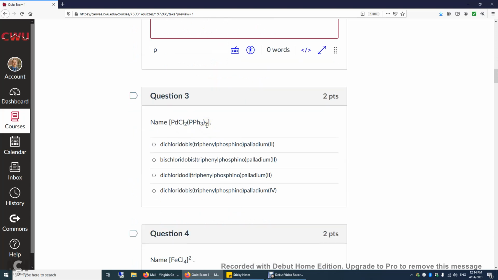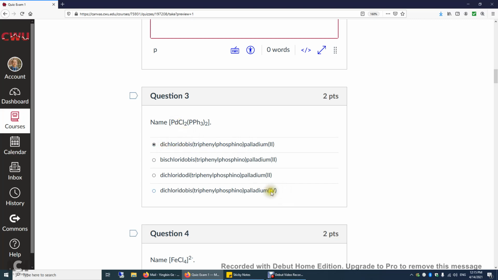Name this compound. First, let's look at the ligands. We have 2 chloride ligands. We have 2 triphenylphosphine ligands. And then alphabetical order, well, let's look at this one. Dichloride, bis, triphenylphosphine, all correct. Palladium with an oxidation number of 2. I think this is correct.